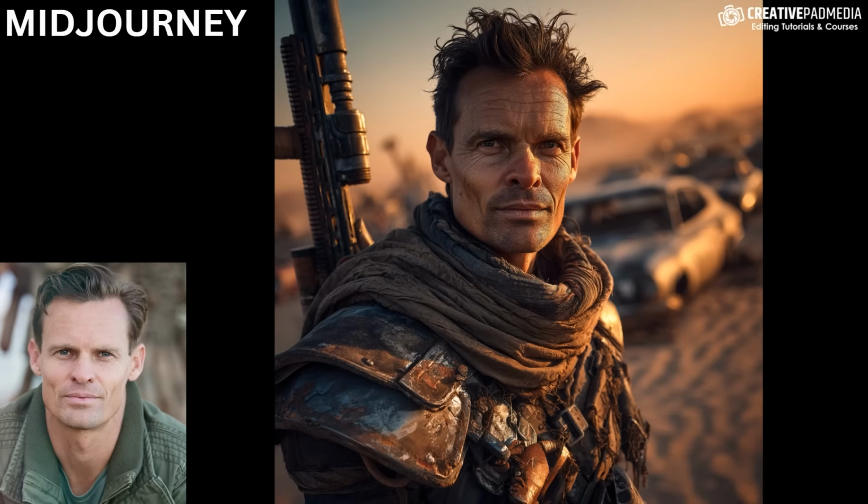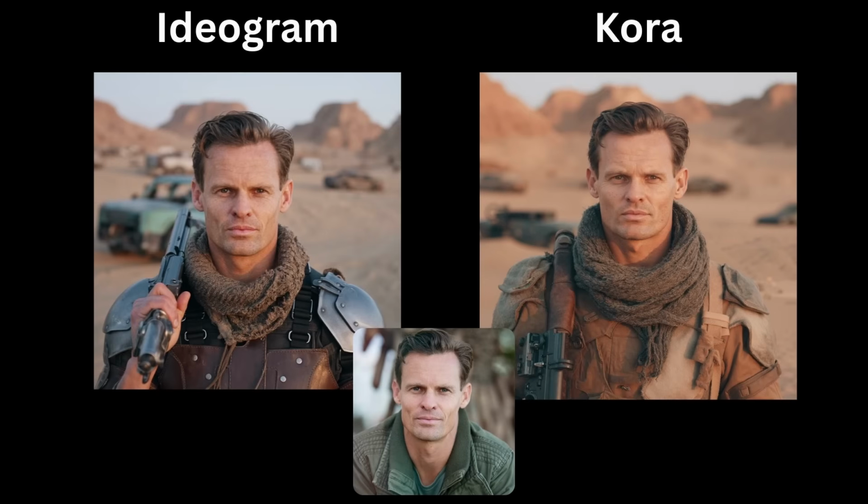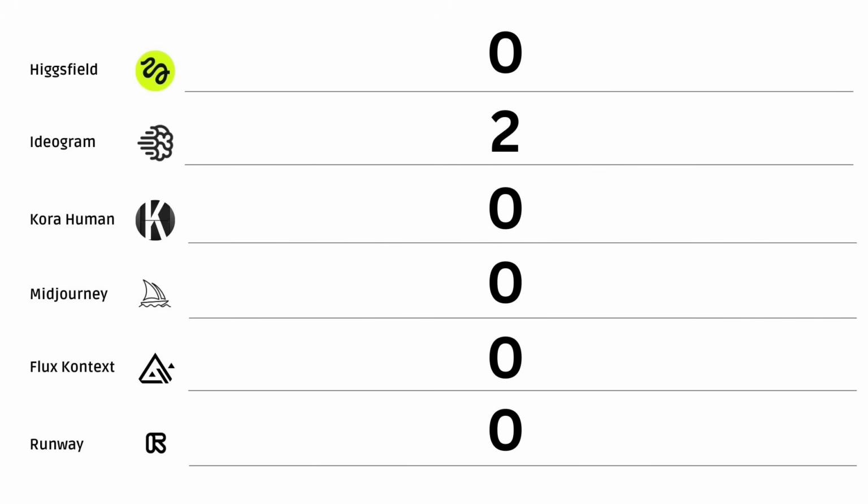And therefore, the main competition was between Kora Human and Ideogram. And the only reason I chose Ideogram here also as the winner is because when you compare it to the headshot, to the structure of the face of that real person, it just was slightly better. So right now, the score is Ideogram 2. Remaining ones are all at 0. Let's go to round 3.